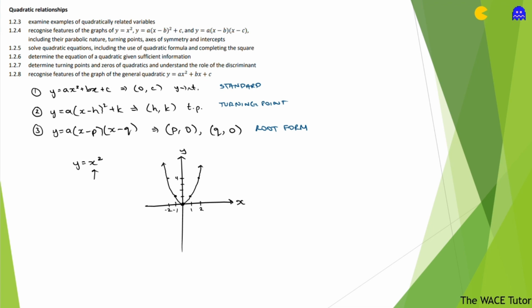And so we can already say a couple of things about this graph. We can say, first of all, that it has one root. It has a root at 0, 0, the origin. It also has a turning point at 0, 0. So it's our turning point and our singular root. So we know, because it's got a singular root, that our discriminant will be equal to 0. We also observe that it's symmetric about this y-axis. And another thing that we observe is that our y-intercept is also 0. And so our turning point, root, and y-intercept in the graph y equals x squared are all the same.